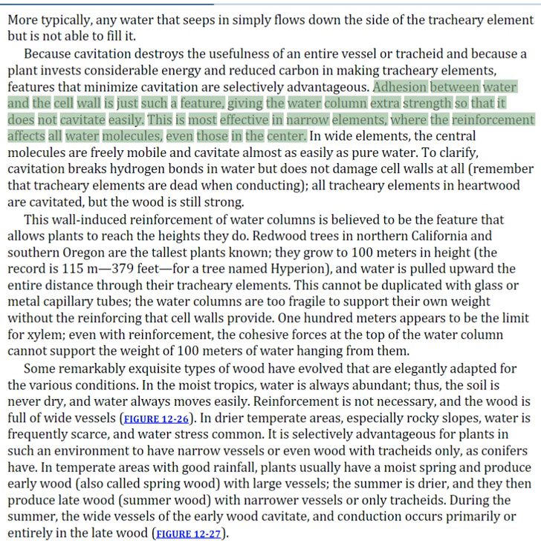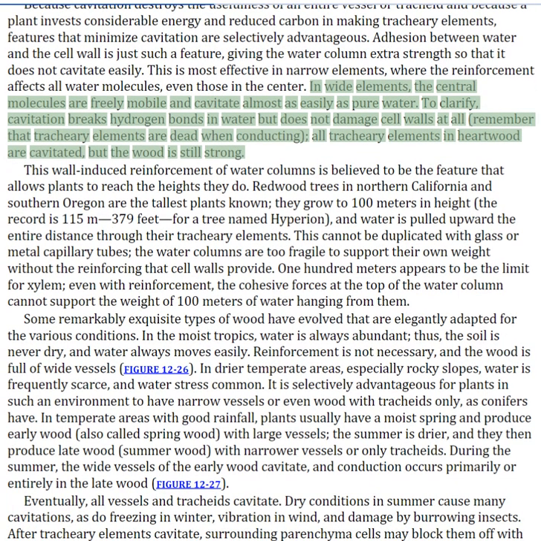This is most effective in narrow elements, where the reinforcement affects all water molecules, even those in the center. In wide elements, the central molecules are freely mobile and cavitate almost as easily as pure water. To clarify, cavitation breaks hydrogen bonds in water but does not damage cell walls at all. All tracheary elements in heartwood are cavitated, but the wood is still strong.